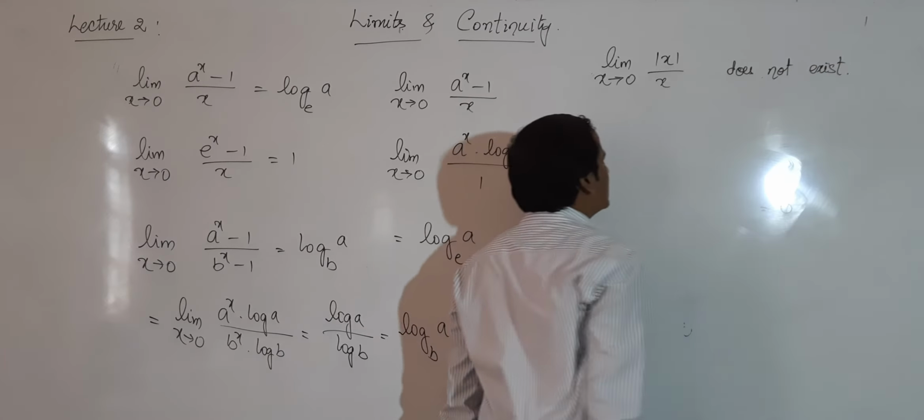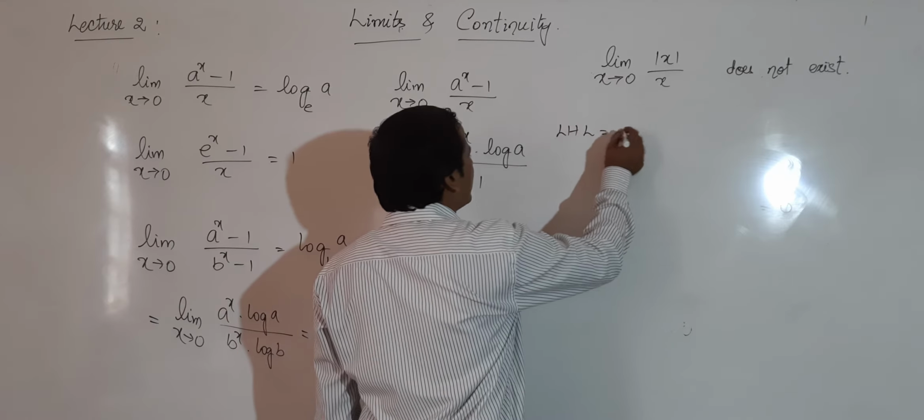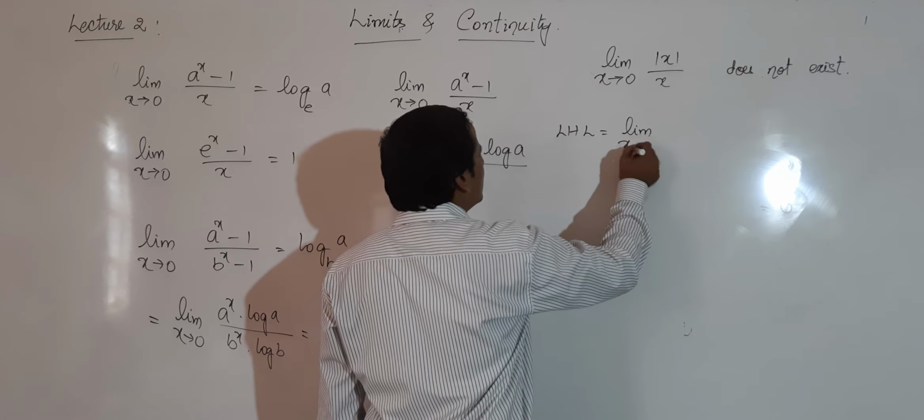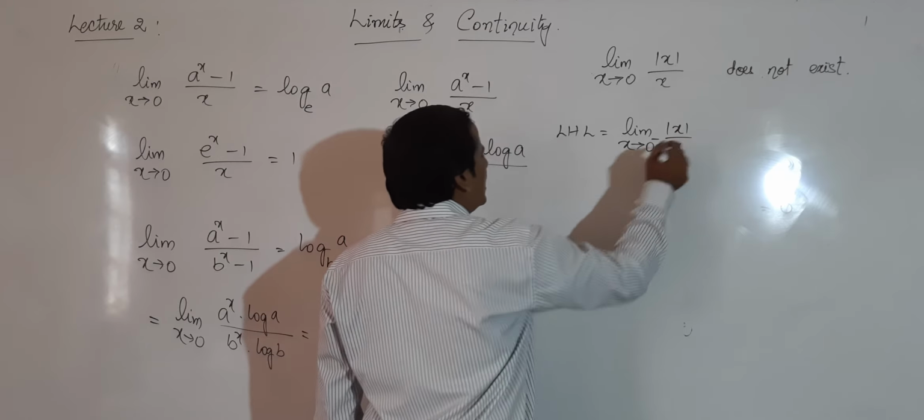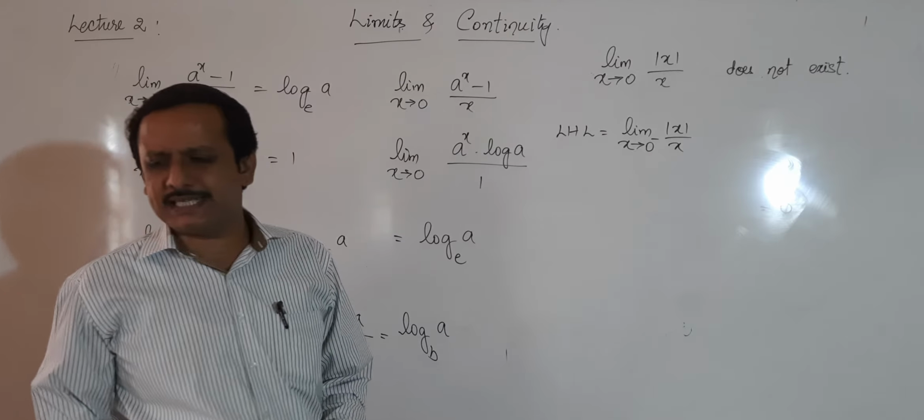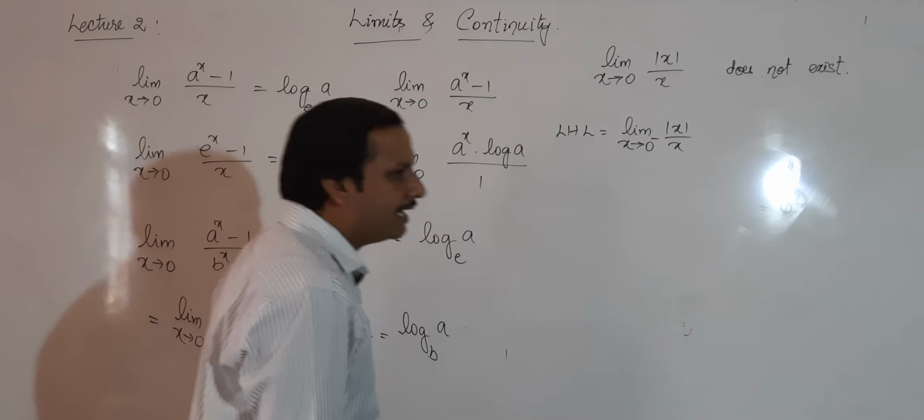Why does it not exist? Because I will try to find the left hand limit and right hand limit separately. Left hand limit is equal to limit x tends to 0 minus mod x by x. X tends to 0 minus means x is approaching 0 from left side, which means x is negative.